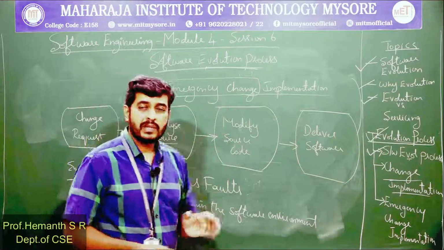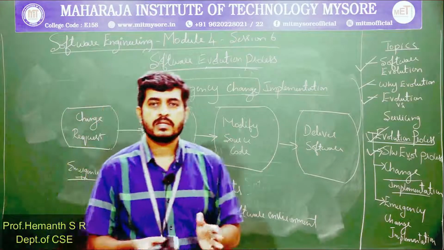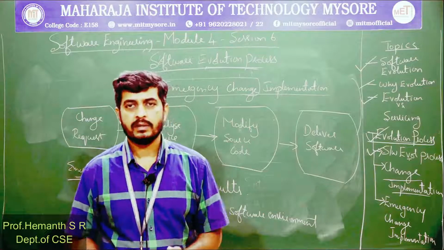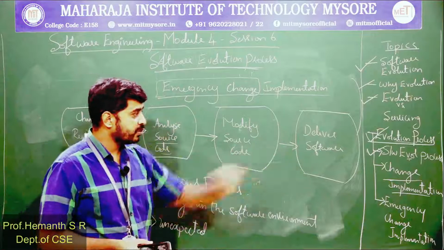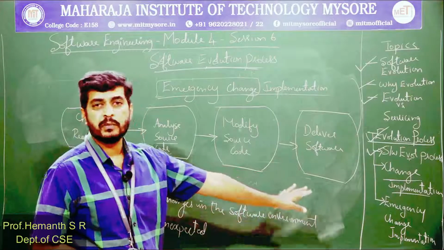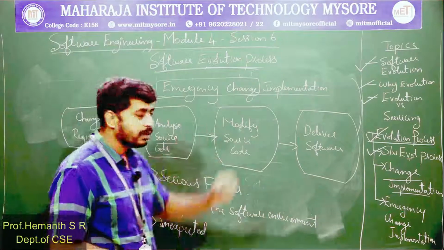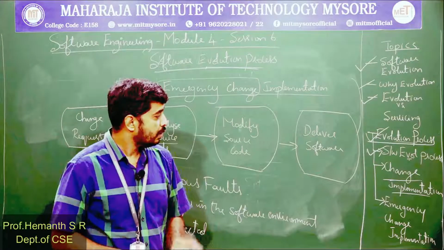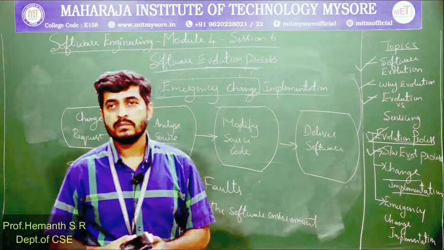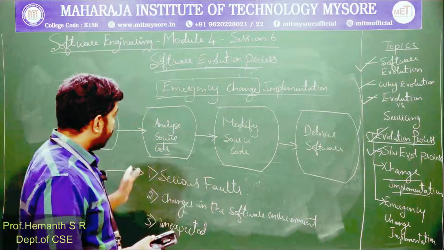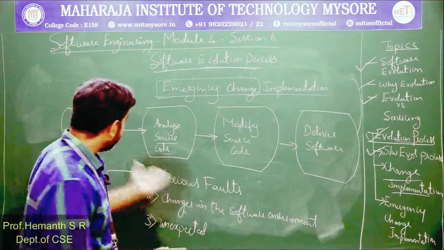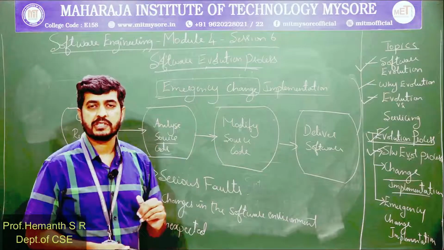So evolution is a process, meaning that there is a starting point, a sequence of steps, and an end point, and it will iterate. We understood that in the software evolution process, one of the major stages is change implementation, and the different stages within change implementation. Also, if the changes need to be done immediately, it is an emergency event. So what is the plan, how do we manage the evolution? That we understood under emergency change implementation.